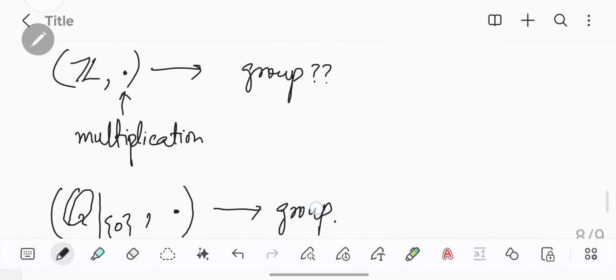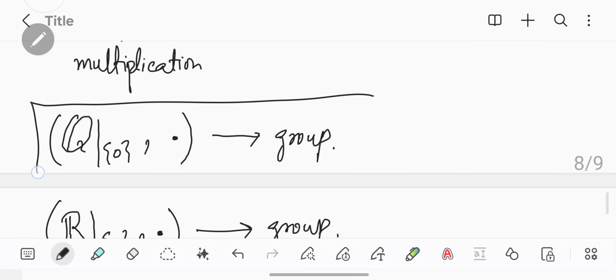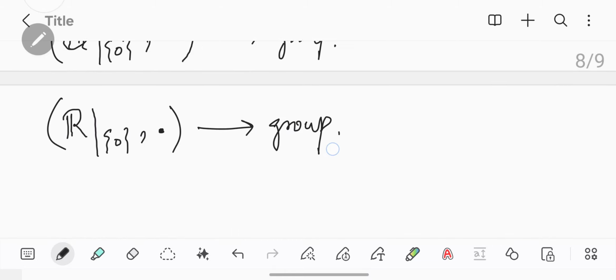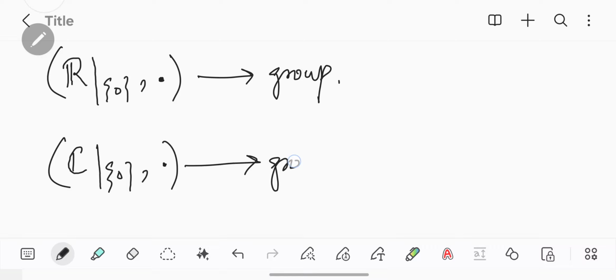So the set of rational numbers is a group without 0, right? Similarly, the set of real numbers is a group without 0 with respect to multiplication. Similarly, the set of complex numbers without 0 is a group with respect to multiplication, right?